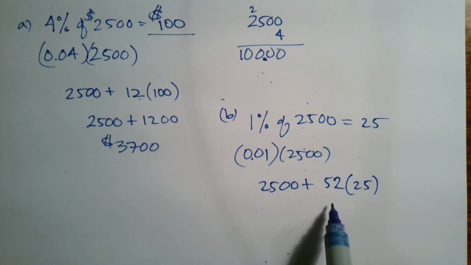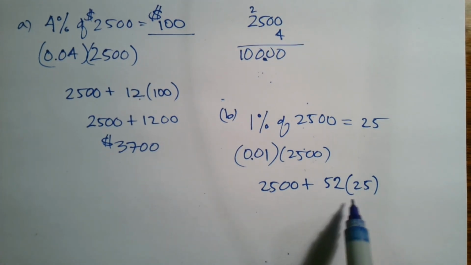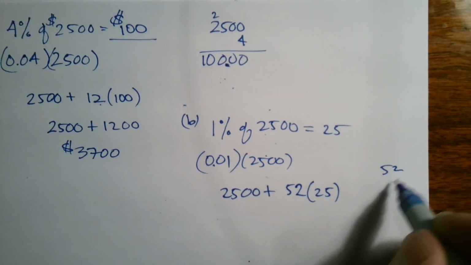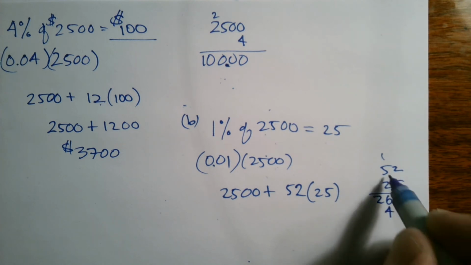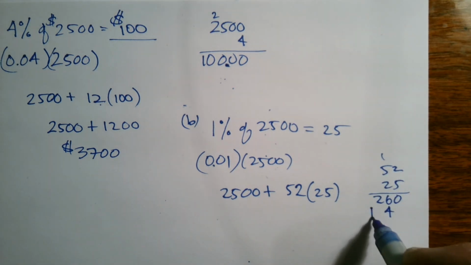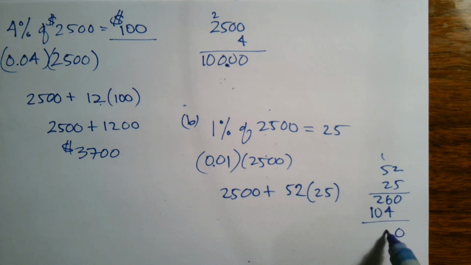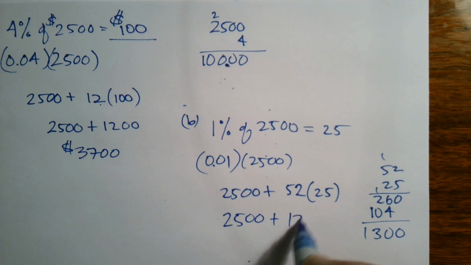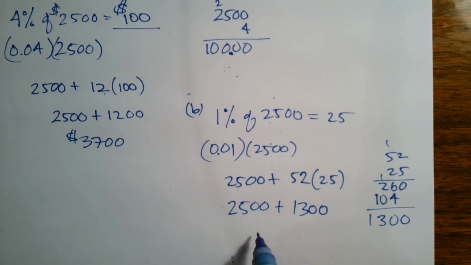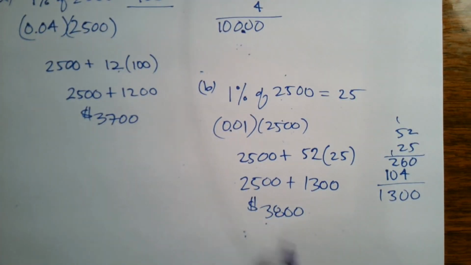So what is 52 times 25? Let me just do that on the side real quick. It would be 1,300. So it's 2,500 plus 1,300, and that adds up to be 3,800.